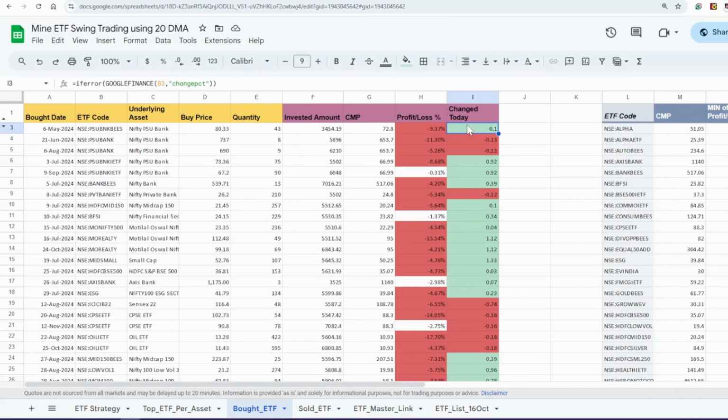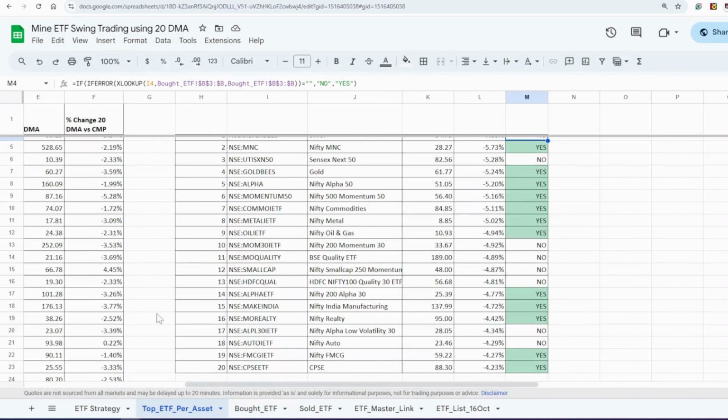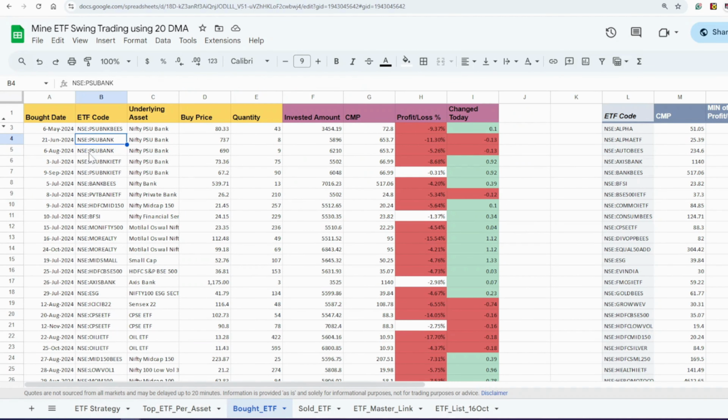Okay, now this is the whole list. As you can see, I bought PSU Bank on 21st June 2024. Now, you might ask why we are buying two different ETFs, like PSU Bank BeES and also PSU Bank. Because this change, that I will be buying the top ETF per asset, I have done recently. So prior to that, I was actually buying 2-3 types of ETFs for every underlying asset. Now I have changed the strategy.